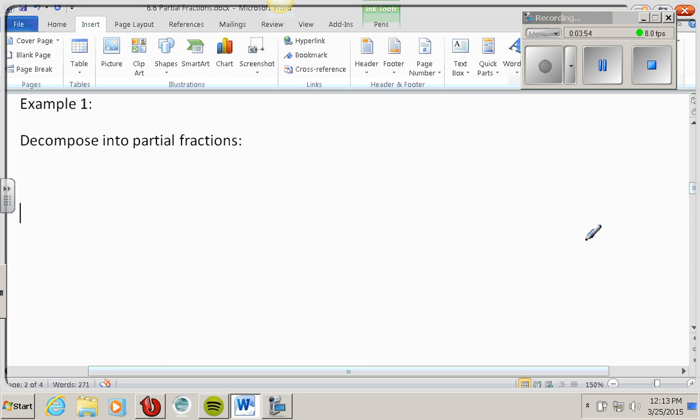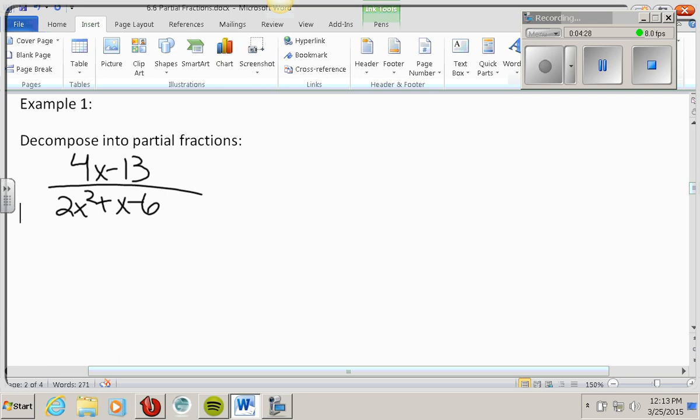So example 1. We are going to take this fraction and decompose it. First thing we want to look at is the degree of the numerator and the degree of the denominator. Again, the degree of an expression is the greatest exponent. So the numerator has a degree of 1 and the denominator has a degree of 2.